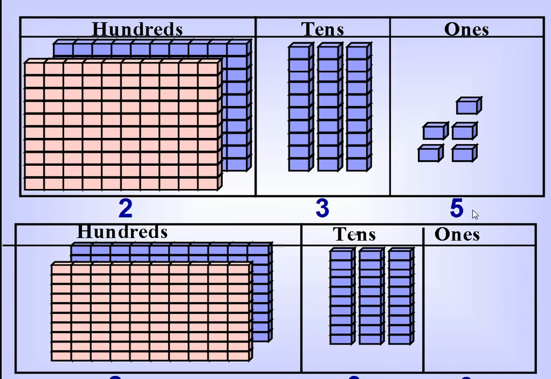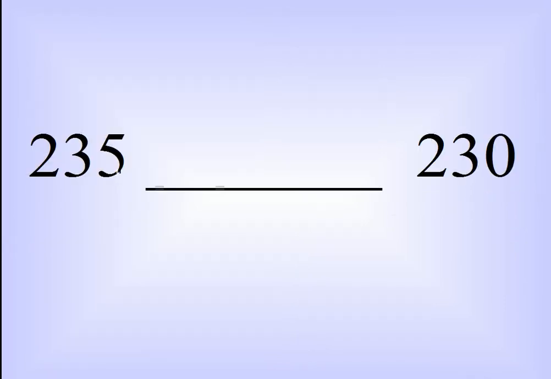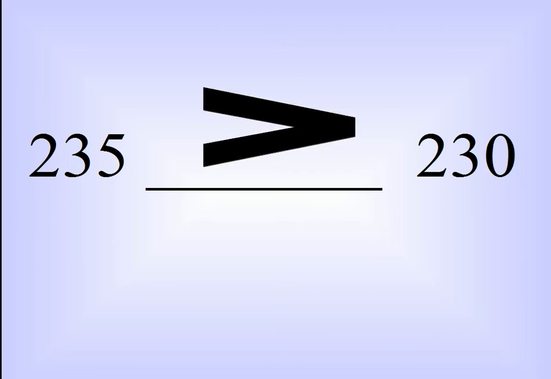Either 235 or 230. So when we are able to look at our comparison, 235 versus 230, we would say the alligator is going to eat 235 versus 230. So in a sentence form, we would say 235 is greater than 230.